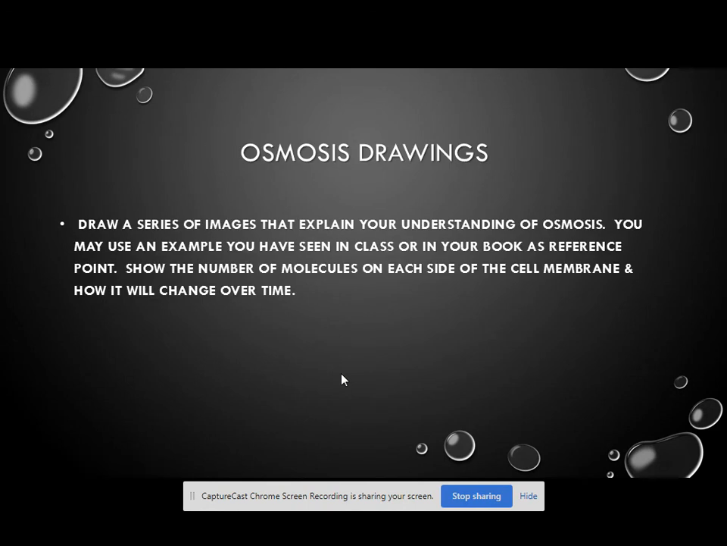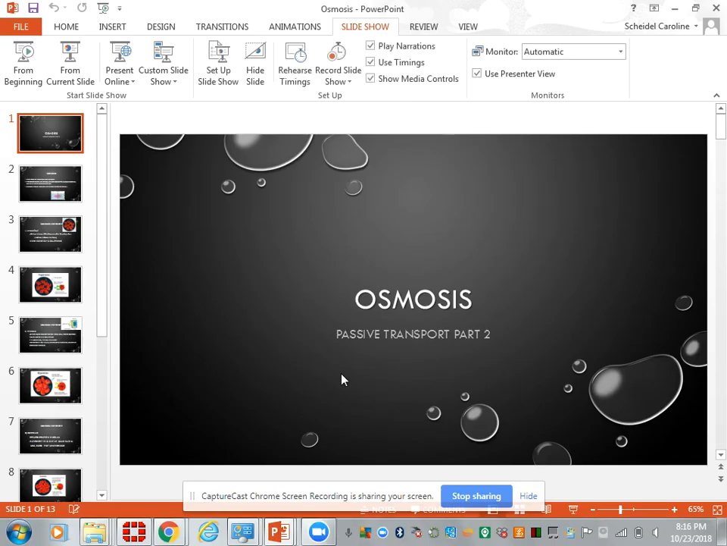All right, so we've got another drawing. You're going to draw a series of images that will explain your understanding of osmosis. You may use an example that you have seen in class or in your book as a reference point. Show the number of molecules on each side of the cell membrane and how it will change over time. By molecules, I mean you need to show the water molecules. I would like to see what would happen before and after with a hypotonic, a hypertonic, and an isotonic. And here's the end of your slide.